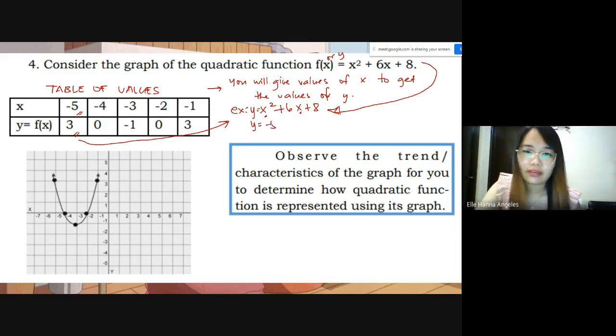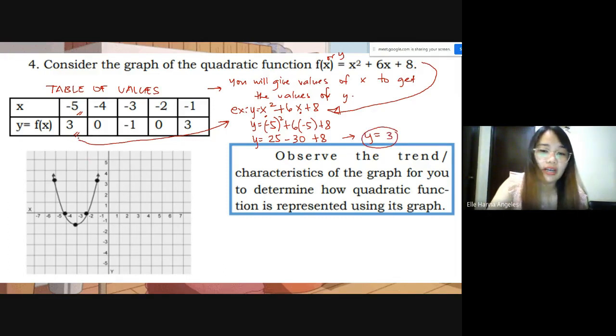So, negative 5 squared plus 6 times negative 5 plus 8. So, magiging negative 5 times negative 5 is positive 25. Plus 6 times negative 5 is negative 30 plus 8. So, magiging y is equal to 25 minus 30 is negative 5 plus 8. Negative 5 plus 8 magma-minus kaya magiging 3. So, kaya siya naging 3. Kuha. So, ganun nakuha yan pati yung 0, negative 1, 0, and 3.